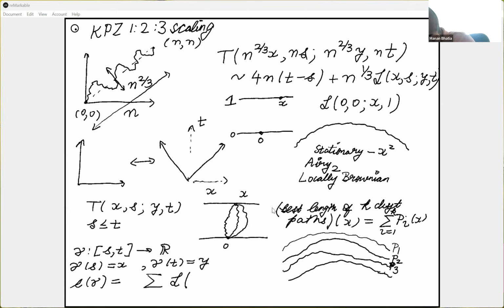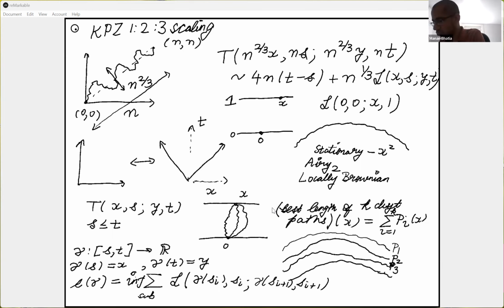So yeah, you do L of gamma S_i, S_i, and then gamma S_{i+1}, S_i, the usual sort of way. And you minimize this over all subdivisions. So this defines the length, and then the geodesic is the path which maximizes this length. I should have mentioned this before, but you can define lengths and then you can get geodesics.